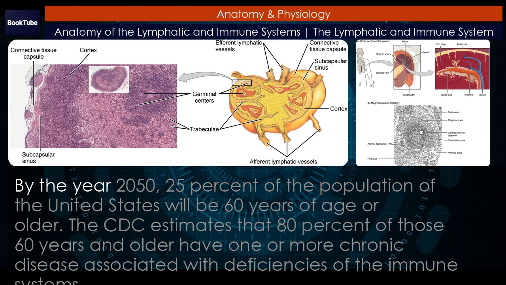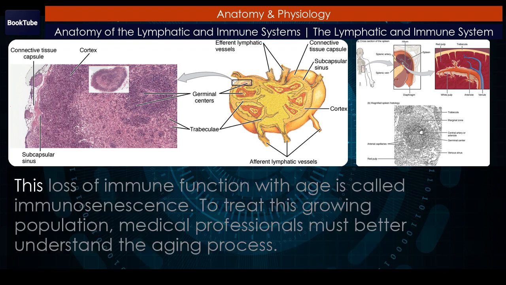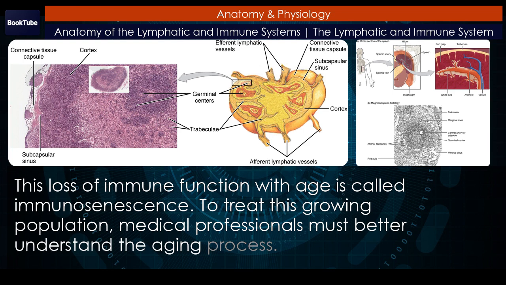Aging and the immune system. By the year 2050, 25% of the population of the United States will be 60 years of age or older. The CDC estimates that 80% of those 60 years and older have one or more chronic disease associated with deficiencies of the immune system. This loss of immune function with age is called immunosenescence. To treat this growing population, medical professionals must better understand the aging process.